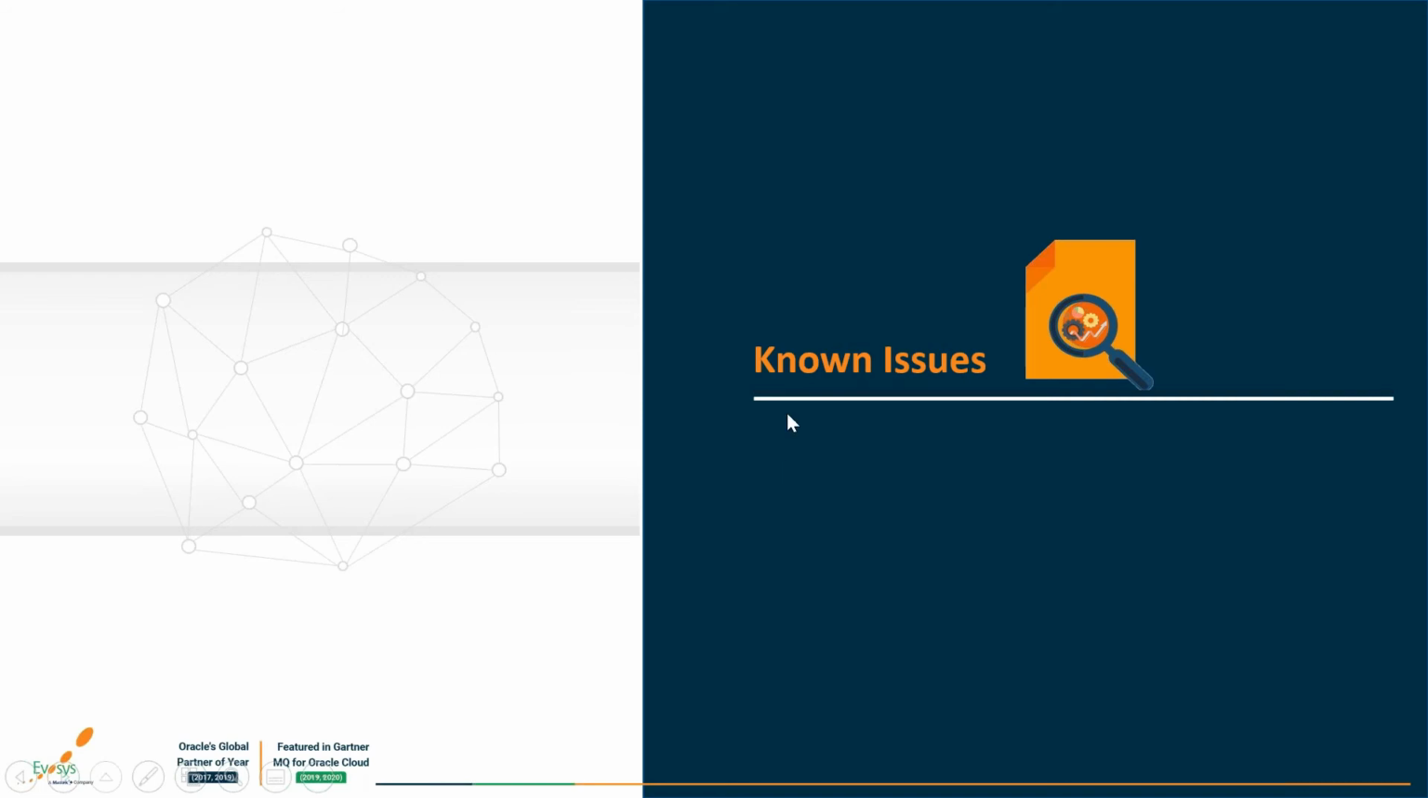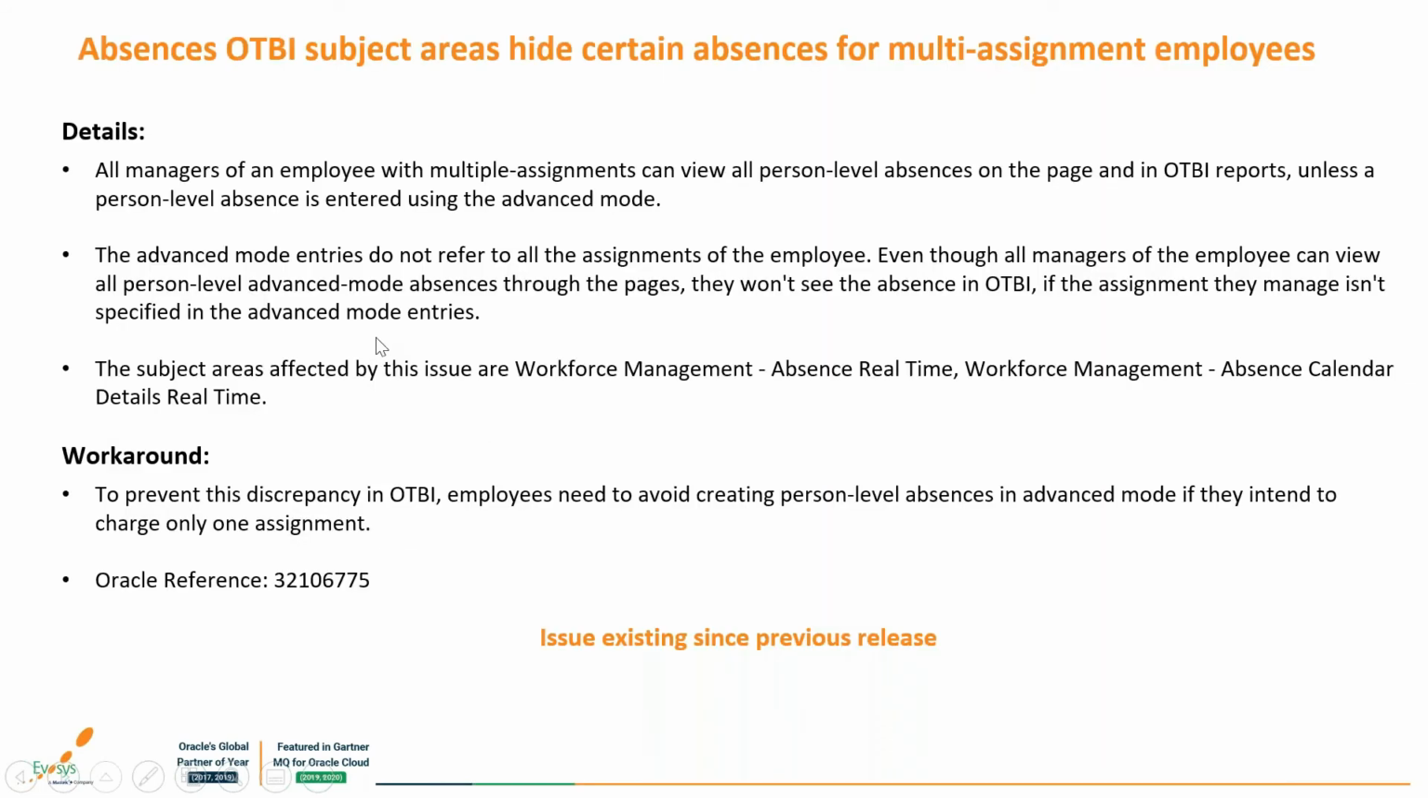The first one here is absences OTBI subject area hiding certain absences for multiple assignment employees. In case the employee is raising a person level absence using advanced mode, the line manager will not be able to see the absence in any of the analysis that they have. As a workaround, Oracle suggests that if the absence you're raising is a person level absence, then you raise it using basic mode and avoid advanced mode.